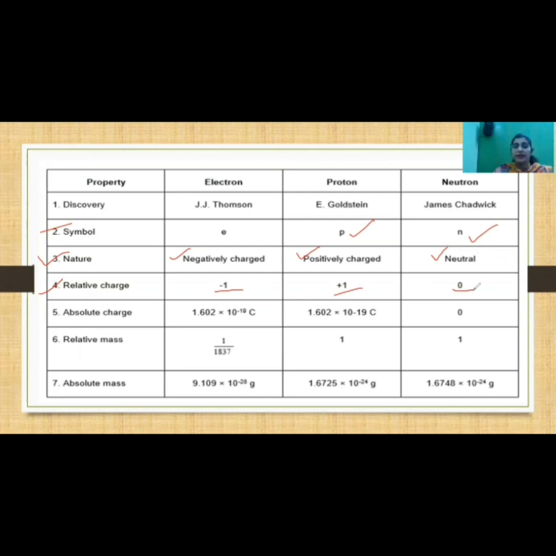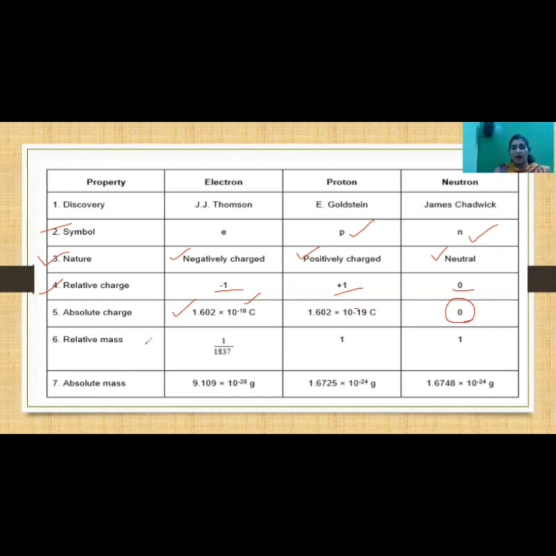Now, if we calculate the absolute charge on the electron, proton, and neutron, the absolute charge on the electron is 1.602 × 10^-19 coulomb. In the proton, it is also the same, 1.602 × 10^-19 coulomb, whereas the neutron has no absolute charge.